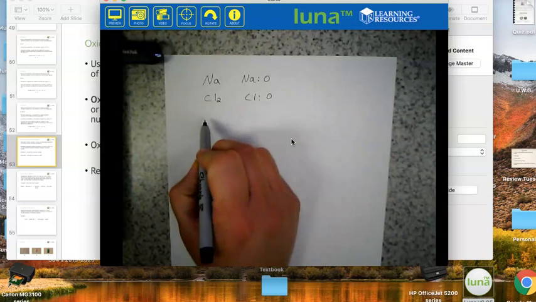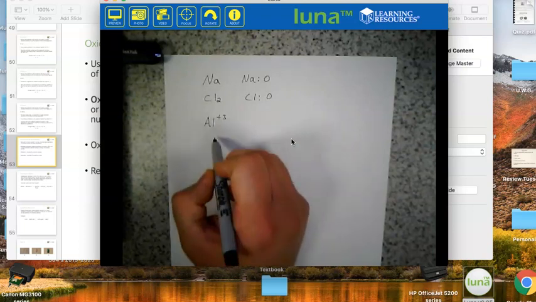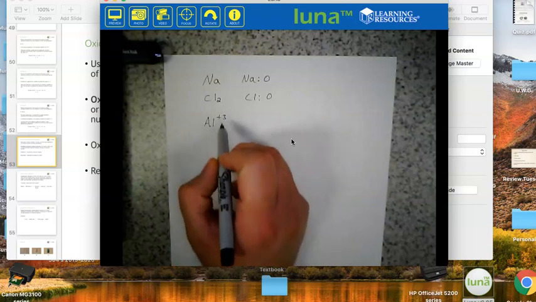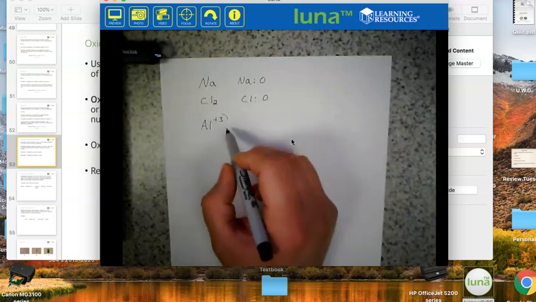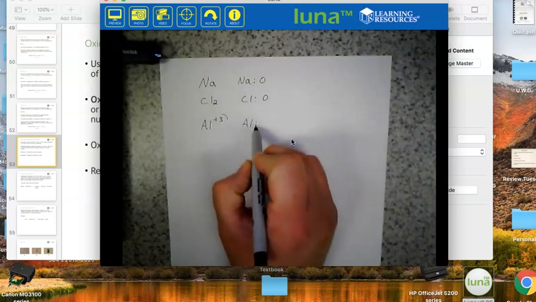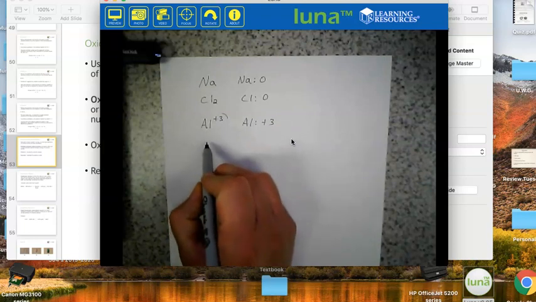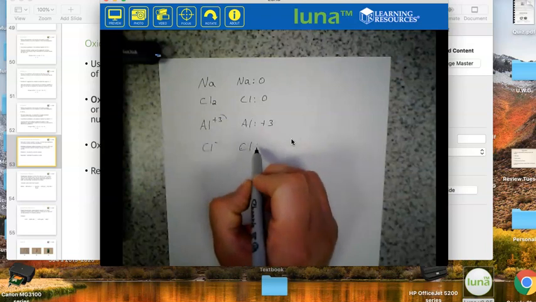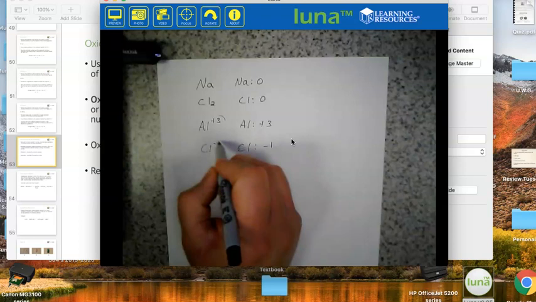So, for example, if I have Al plus 3, this is a single element, however, it's an ion, so the oxidation number for an ion is going to be whatever the ion's charge is. So in this case, this is aluminum plus 3, so its oxidation number is going to be plus 3. What if I have Cl minus? So the oxidation number for Cl minus would be minus 1 because that's the charge on the ion.